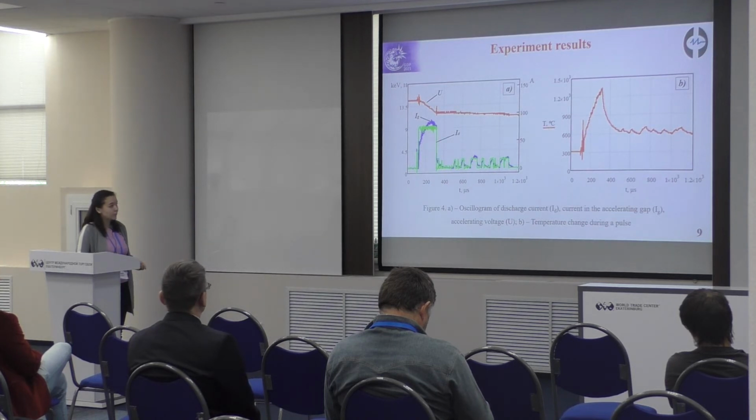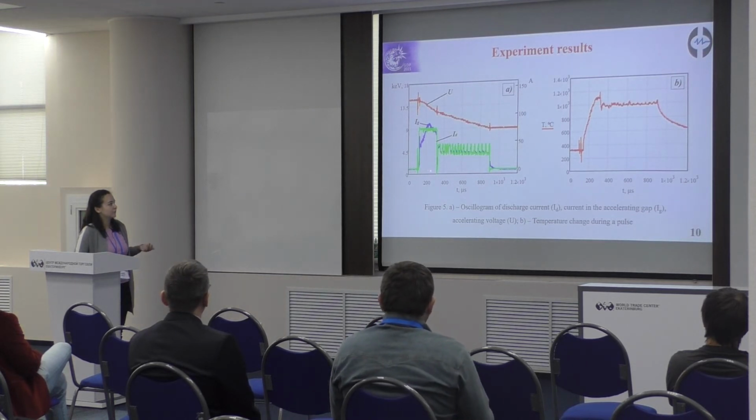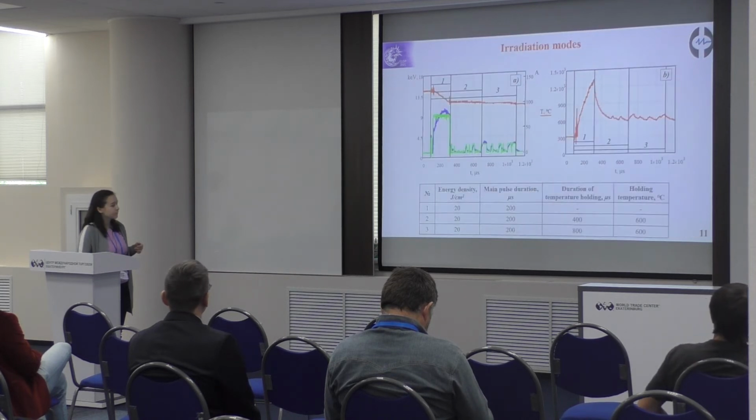The next mode that we have chosen is also keeping the temperature afterwards. So for the first time, we irradiate the material during the first 200 microseconds with the rectangular form of the current, and then just keep the surface temperature, but now at a much higher level of 1000.